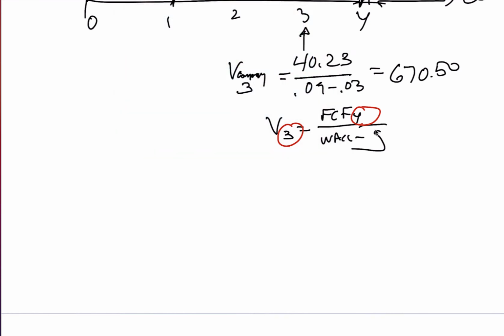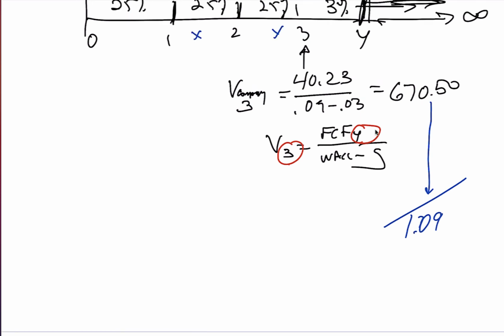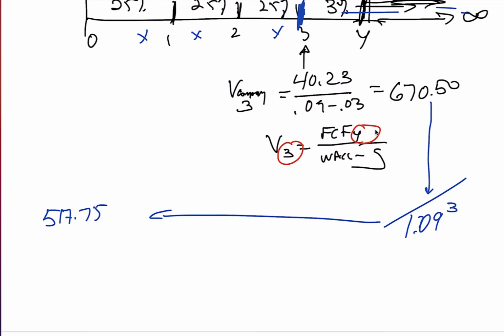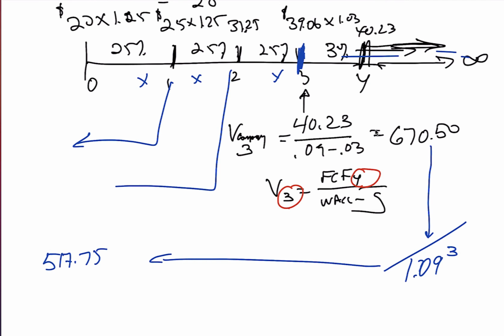We've got to discount this back at 1.09 for 3 periods, 1, 2, 3 years. And when we do that, we get a present value of $517.75. So the present value of all the cash flows starting at time 3, this point right here, all the way into the future, the present value of all those dividends is $517.75.